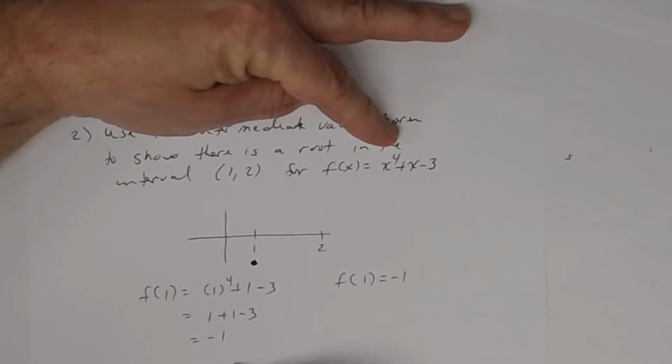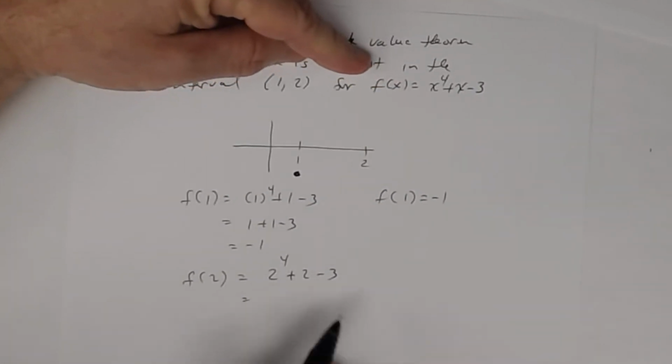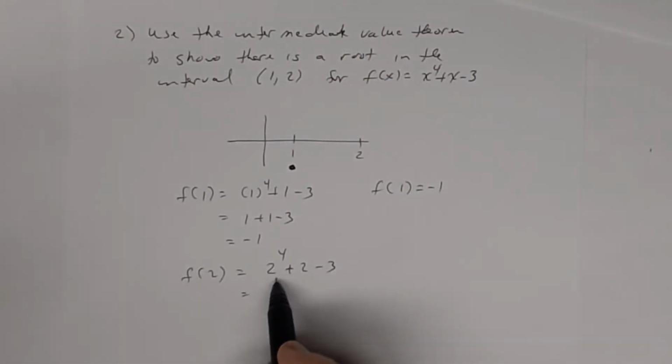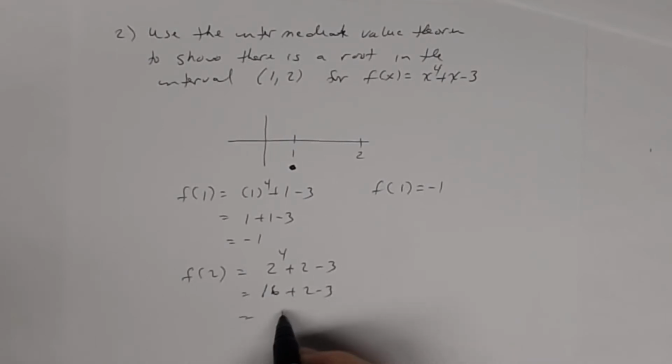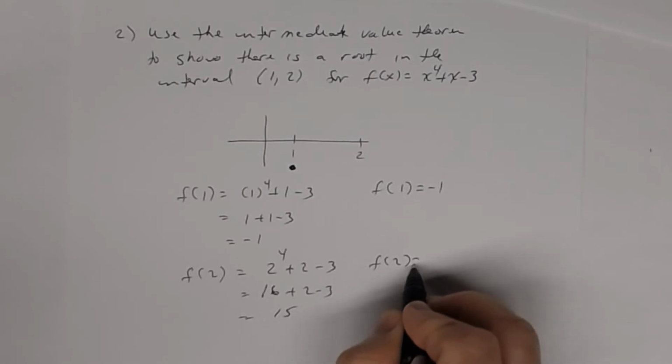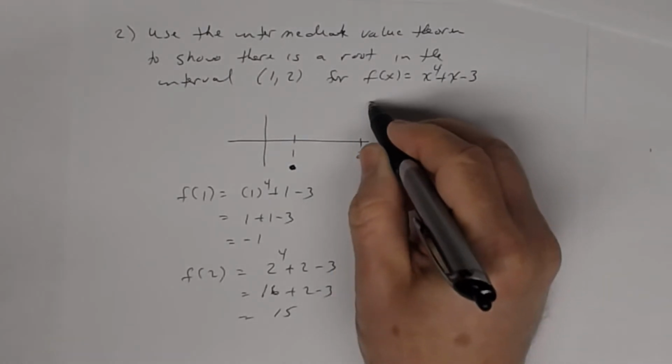And then let's find f of 2. So f of 2 would be 2 to the 4th plus 2 minus 3. Well, 2 to the 4th is 2 times 2 times 2 times 2. So 2 times 2 is 4, 4 times 2 is 8, 8 times 2 is 16. Plus 2 minus 3. So that's 18 minus 3, which is 15. So f of 2 equals 15. So that's going to be up here somewhere.